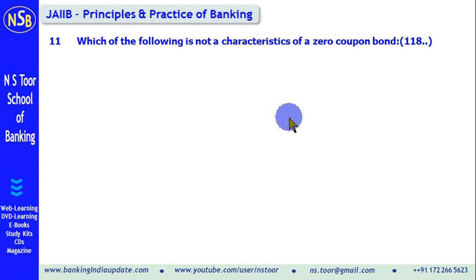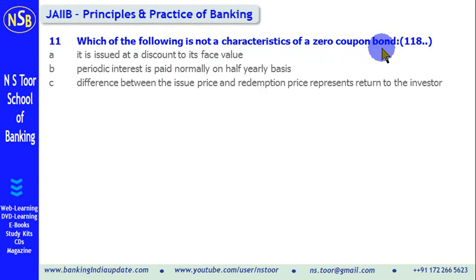So question number 11. Which of the following is not a characteristic of zero coupon bond? So which of these features is not a feature of zero coupon bond? That is our question. So here we have the options.